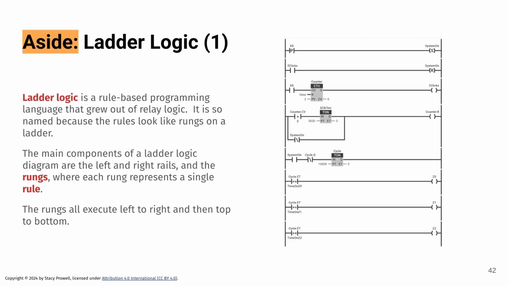And each rung represents a single rule in our program. And the rungs execute the way that we here in the United States and in many other countries would read, and that is left to right and top to bottom. Okay.